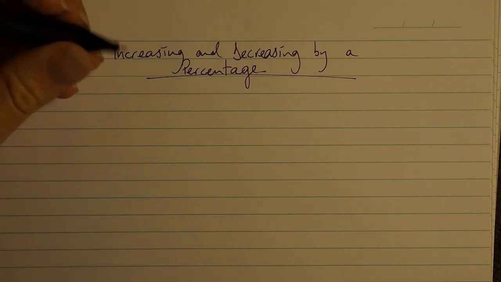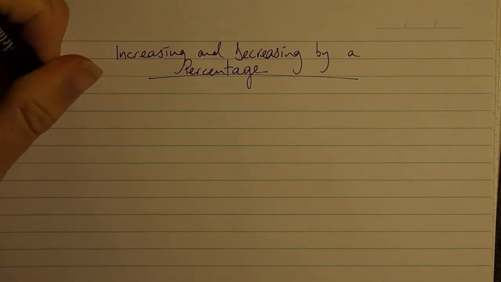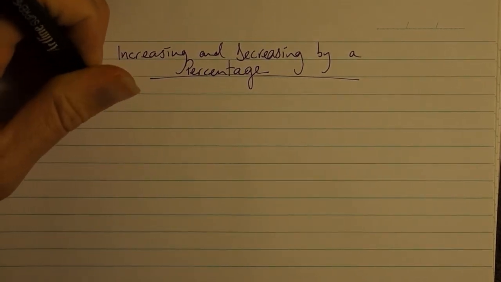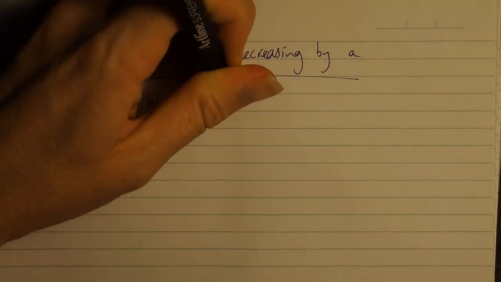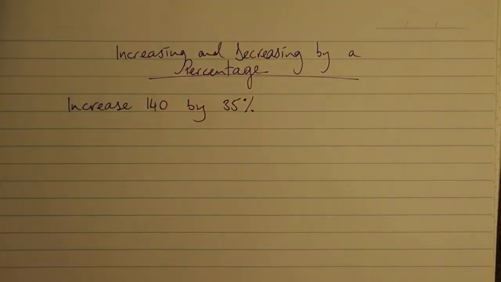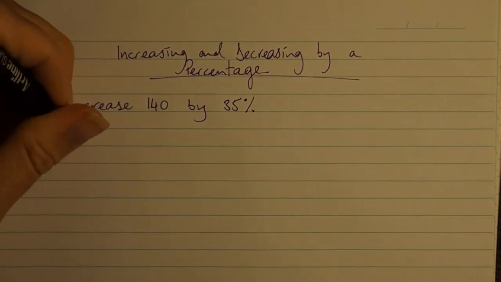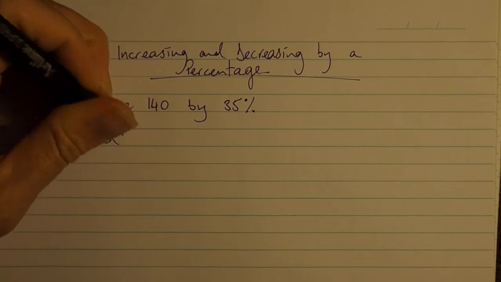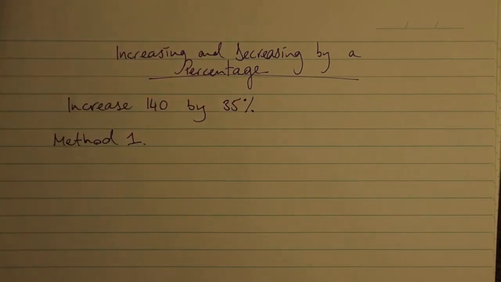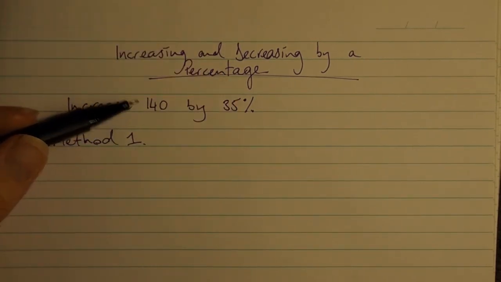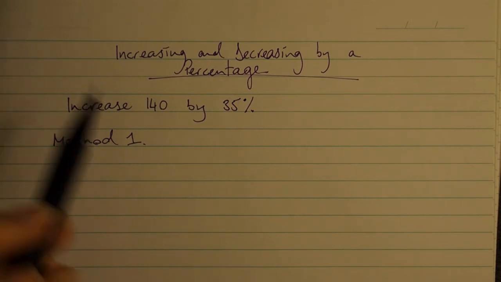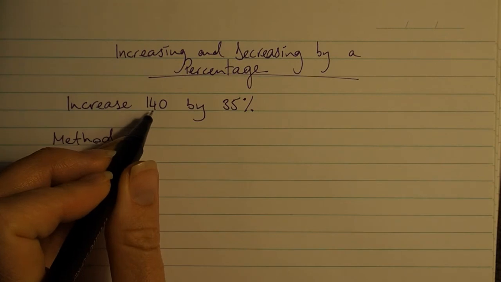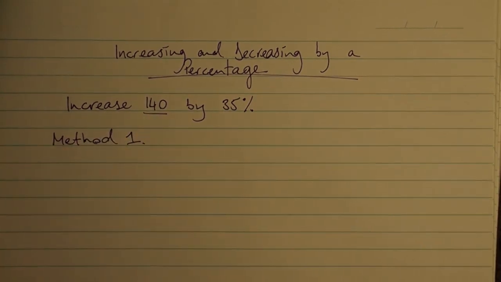Okay, so say I want to increase a number like 140 by something like 35%. I'll just use nice basic numbers to start with. So our first method means we want to find 35% of our quantity, and then we're going to add that on. Because we're increasing, we're making it bigger, so we know that our end result will be bigger than 140.